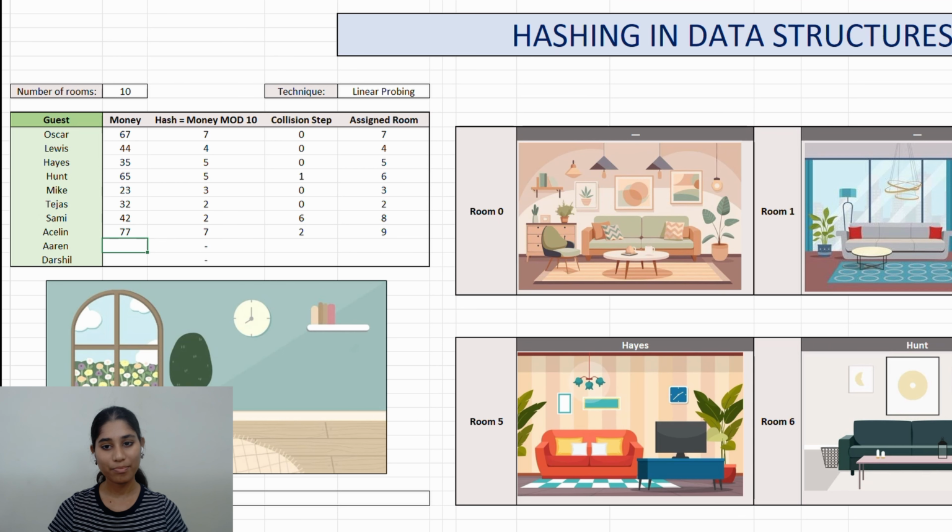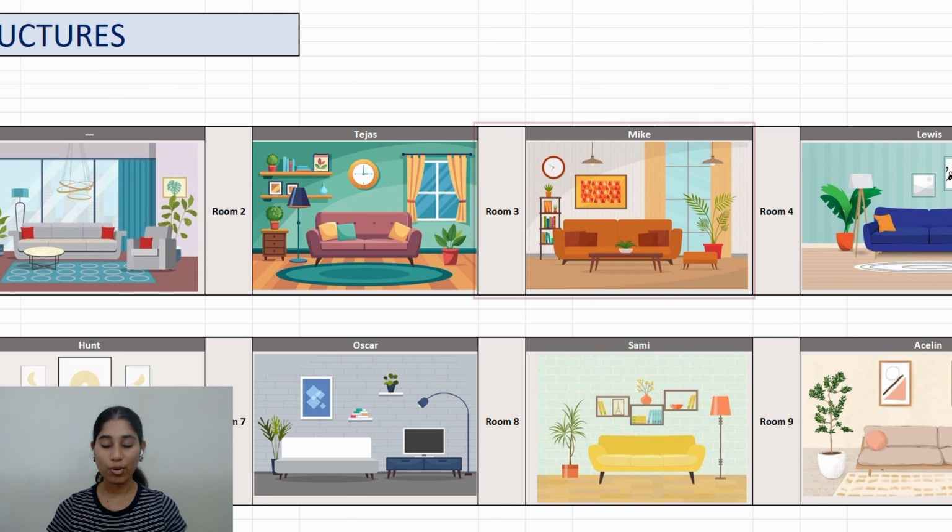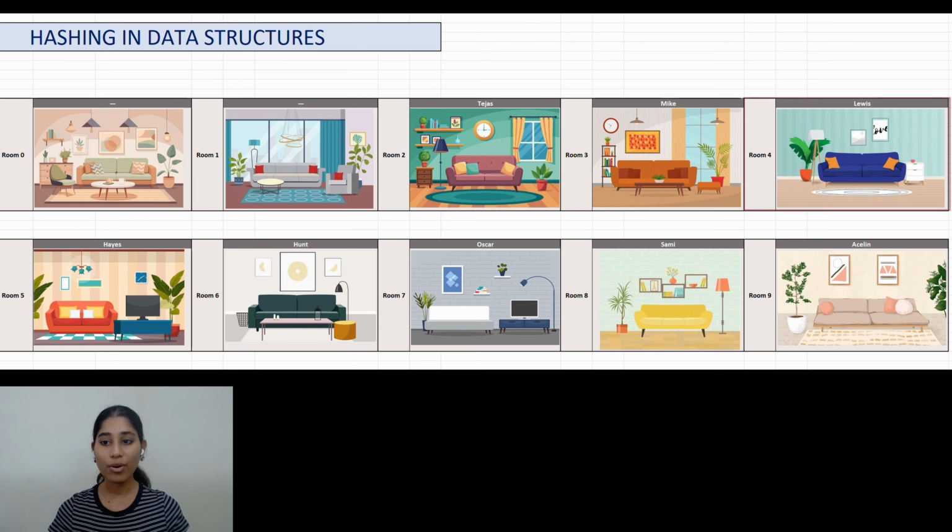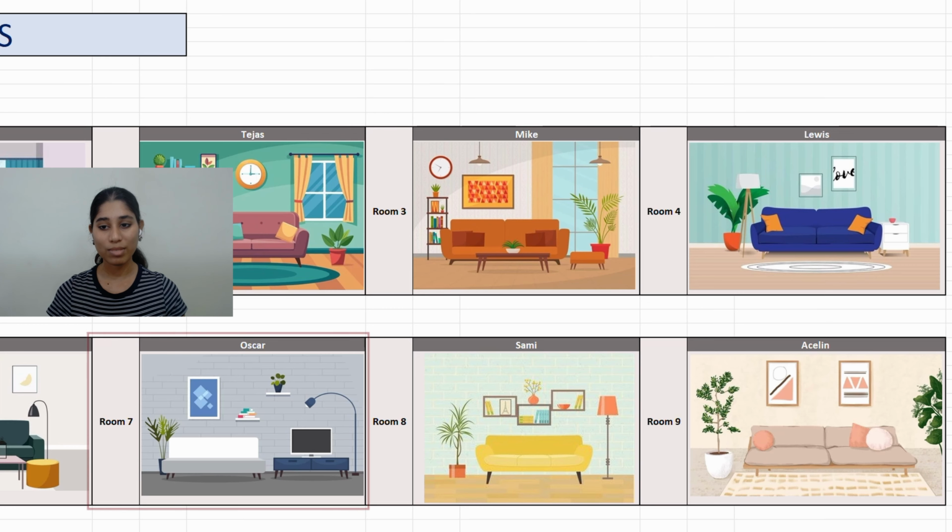He first tried room 2, which was occupied, then room 3, which was also occupied, so on till he found room 8, which was vacant. In my case, I try room 7 and room 8, which aren't vacant, but room 9 is, so I will be assigned room 9.